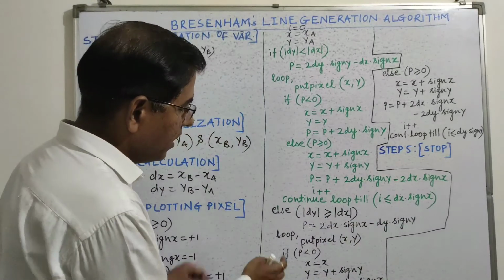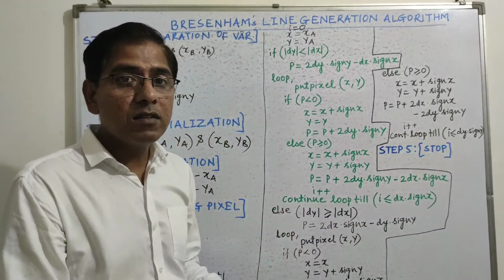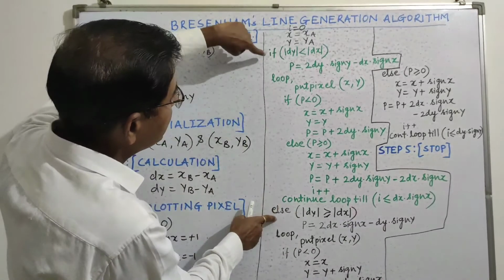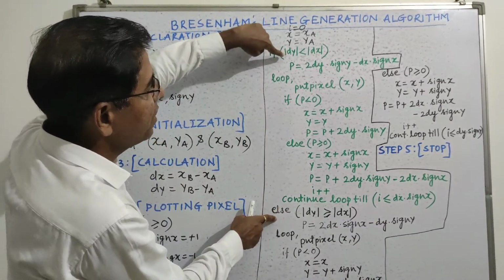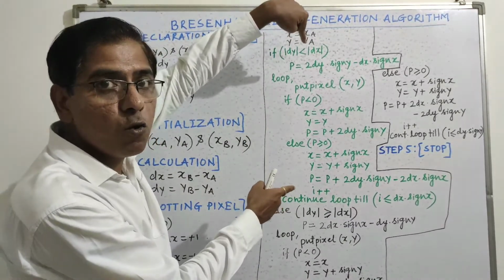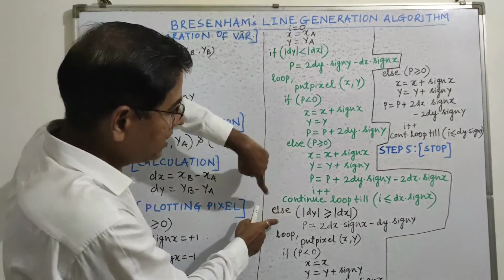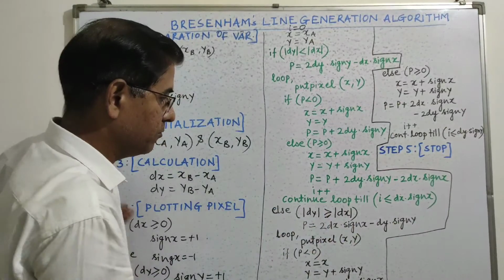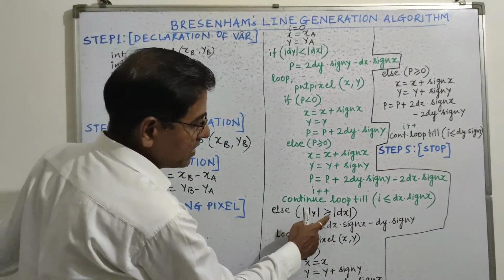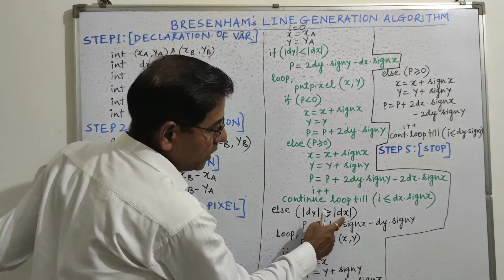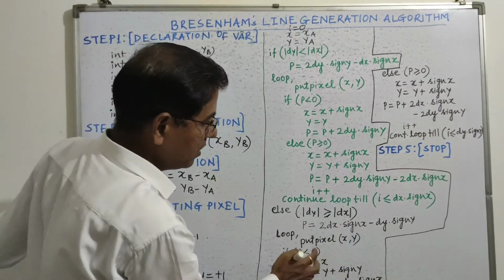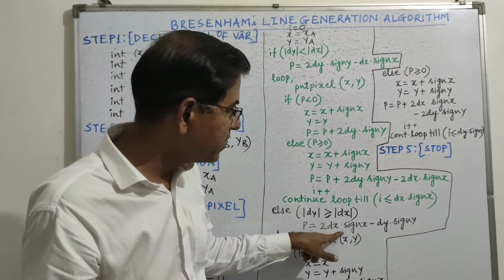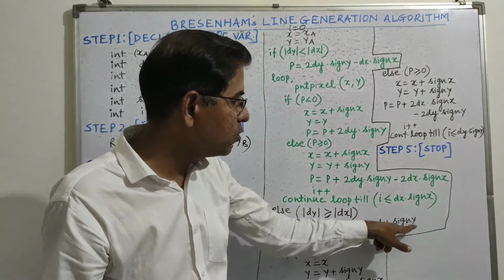Okay. Now the else part, that is slope greater than 1. So this else is of this if. This if contains all the slope less than 1 logic, and this else contains the entire slope greater than 1 logic. So if dy is greater than or equal to dx, that means slope is greater than 1. So start point decision parameter is p equal to 2 dx into sin x minus dy into sin y.